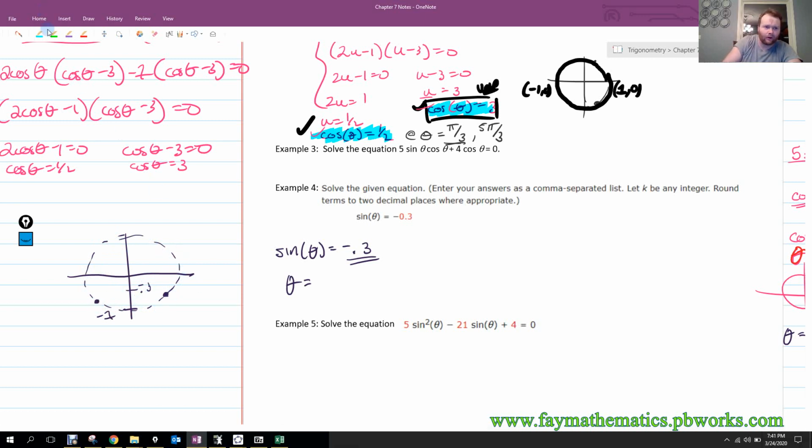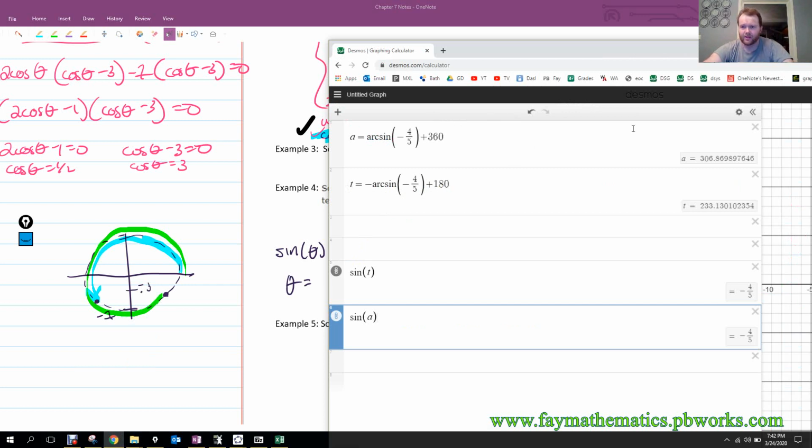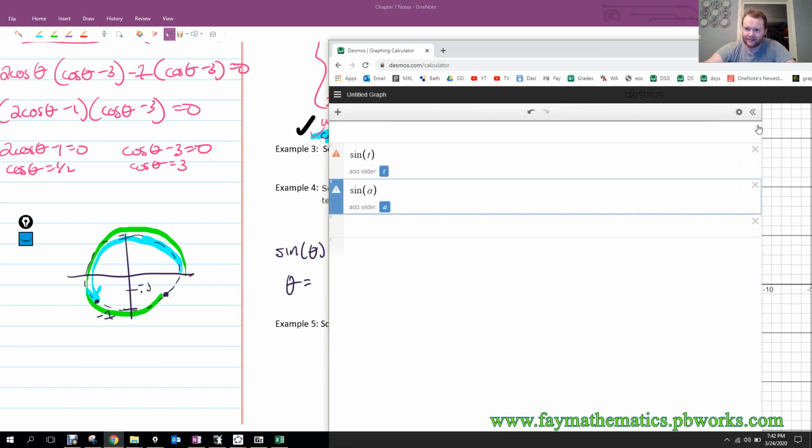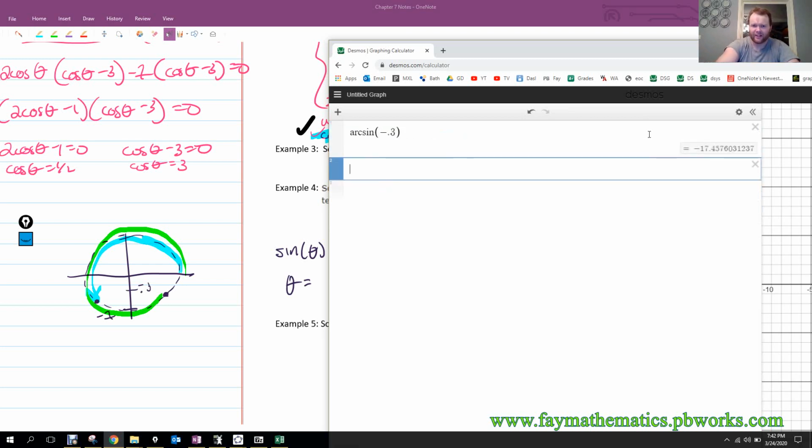Okay, so I'd be looking for that angle there, and ultimately then that green angle as well. So using my calculator, we can do this. We're going to take the sine inverse of negative 0.3. So it's exactly what we just did. We have to use our calculator. So I'm going to arc sine of negative 0.3. It gives me negative 17 degrees.